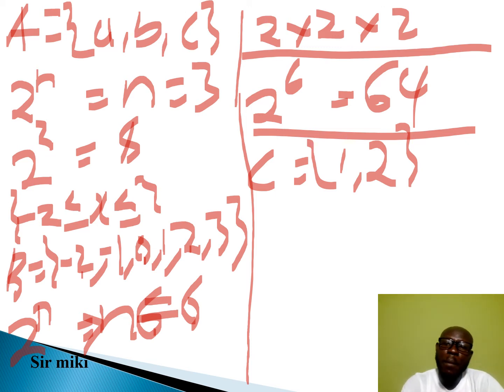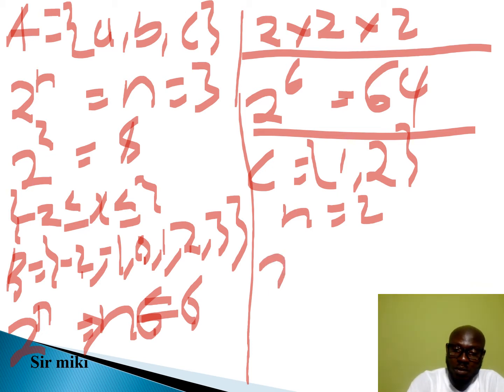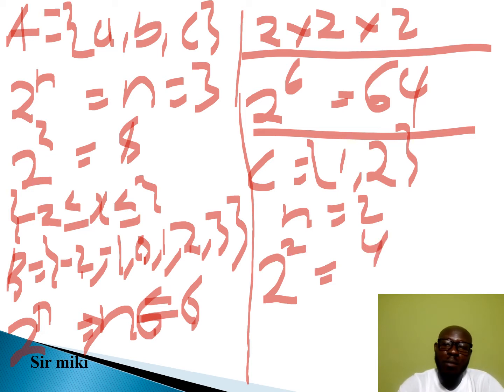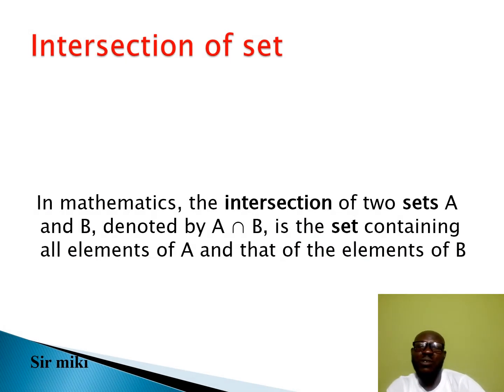So for the number of subsets of set C, because set C has 2 members, we are saying that n equals 2, and the number of subsets is denoted by 2 raised to the power what? 2. And 2 raised to the power 2 will give us what? 4. That means that the number of subsets of set C will be 4. Alright. Now let's move on.